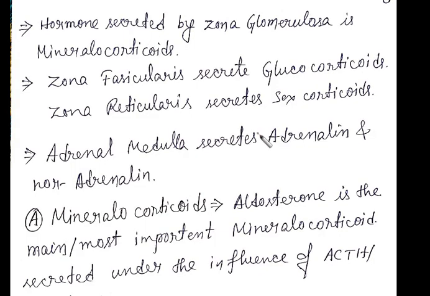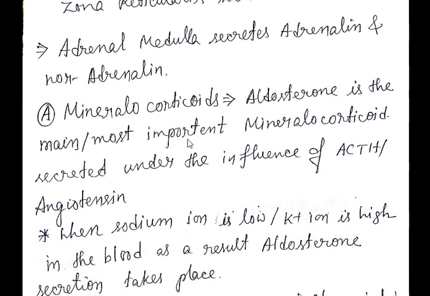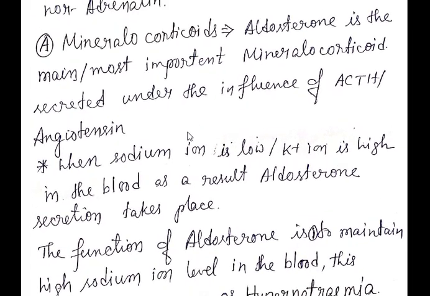Now, the hormones secreted by each zone are also different. The hormone secreted by the zona glomerulosa is mineralocorticoids. By the fasciculata zone, it is glucocorticoids, and by the reticularis it is sex corticoids. So these are the different groups of hormones secreted from the different zones of the adrenal cortex. From the adrenal medulla, it secretes adrenaline and noradrenaline, or epinephrine and norepinephrine. Now we will discuss the hormones in detail one by one.